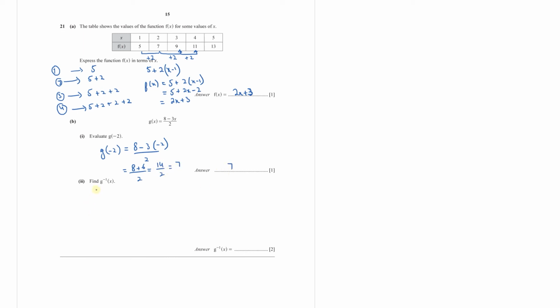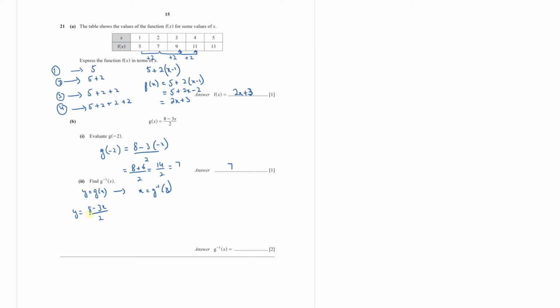Then you have to find the inverse of x. So to find the inverse of x, we say that let y equals g of x. So this also gives you x equals g inverse of y, because if you want to make x the subject, you take inverse on both sides. You get x on this side and then g inverse of y on the other side. So since y equals g of x, you can write y equals 8 minus 3x by 2.